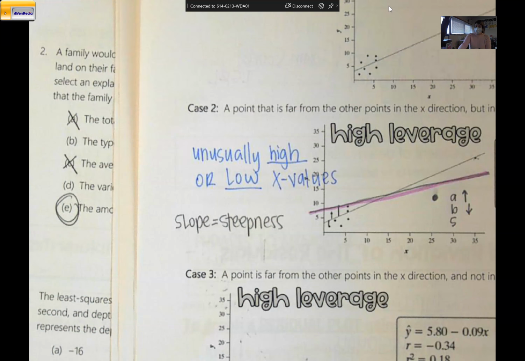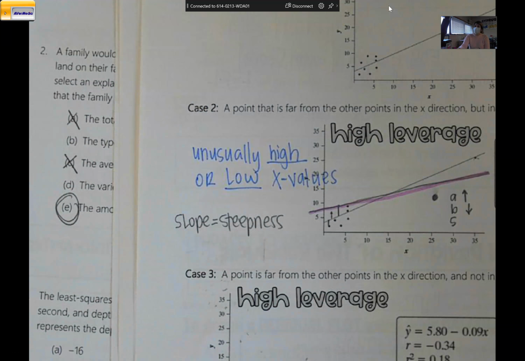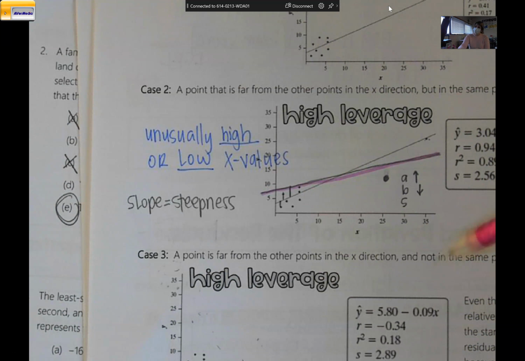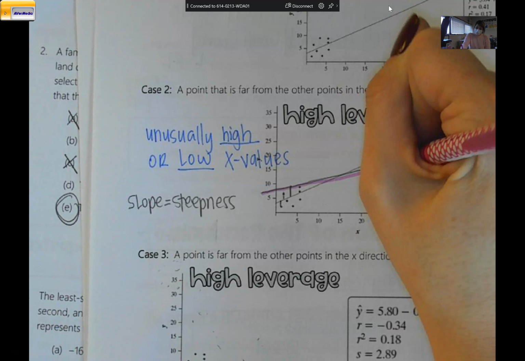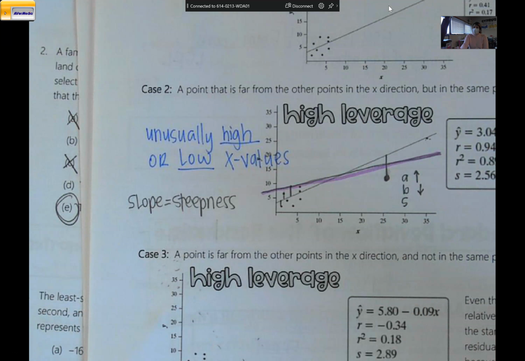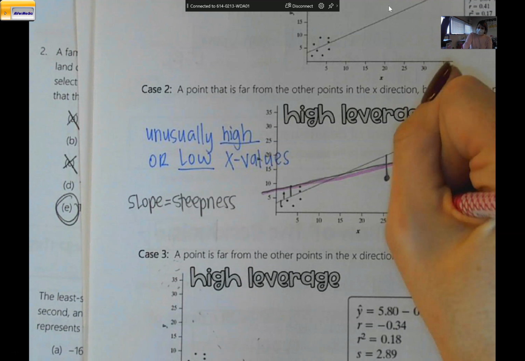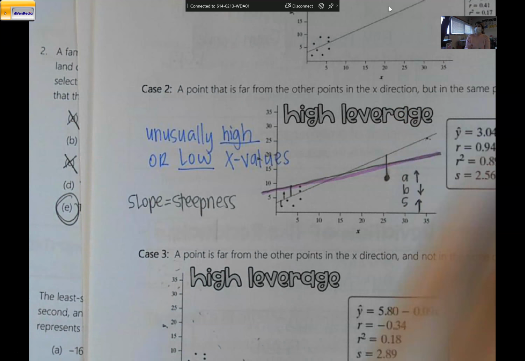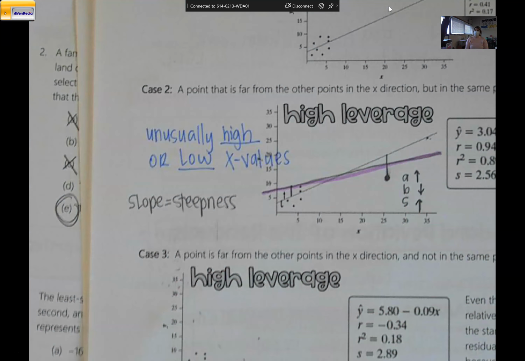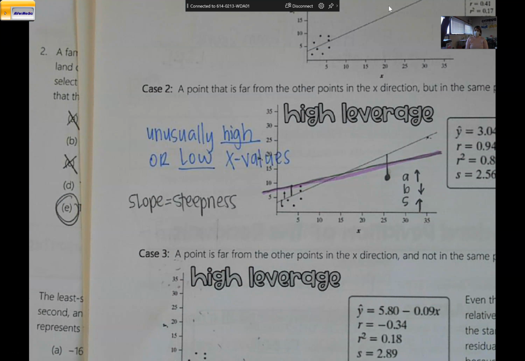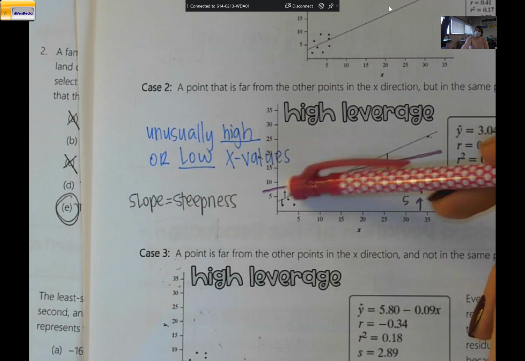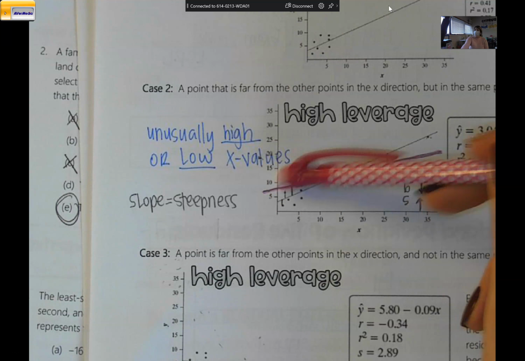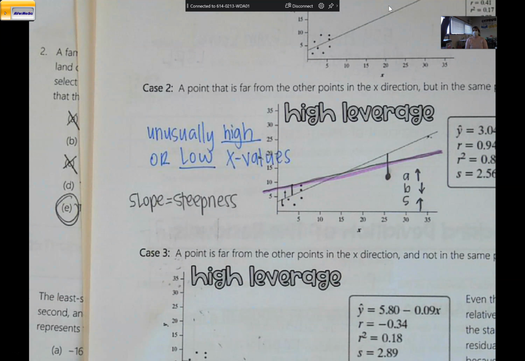Okay, what will happen to your S value? So notice how far he is from the original line. It's going to increase your S. Your residuals are going to get bigger. Not only because of where this point is, but also because of how the new points down here will relate to the new line.